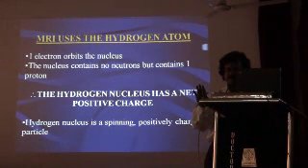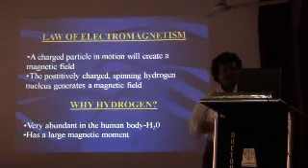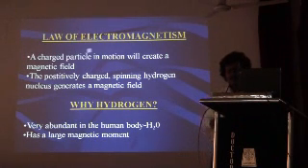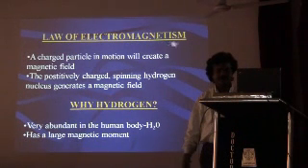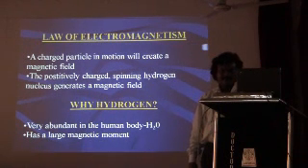Okay. That is number 1. Number 2, why do we use hydrogen? Because hydrogen and water are abundant in our body, and it has an odd number of protons, and this acts as a tiny magnet. Okay.